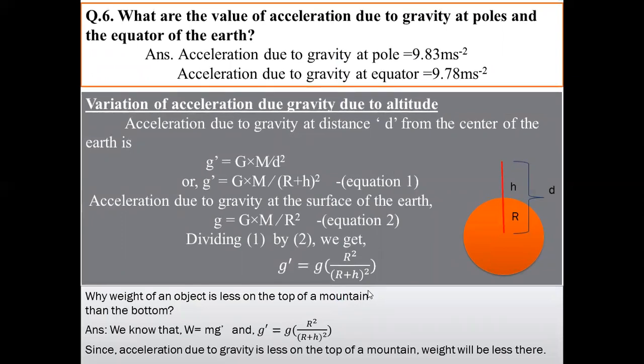What are the exact values of acceleration due to gravity at the poles and equator? The exact values are, at the poles 9.83 meter per second square, at the equator 9.78 meter per second square.